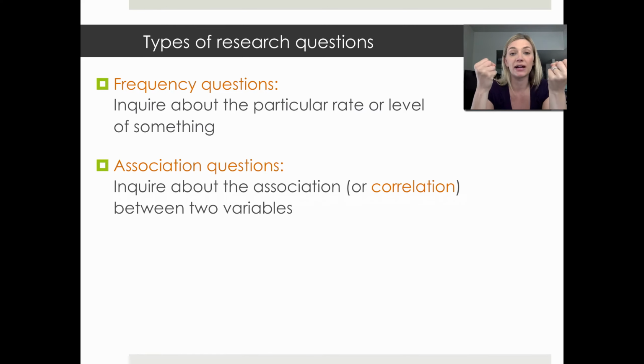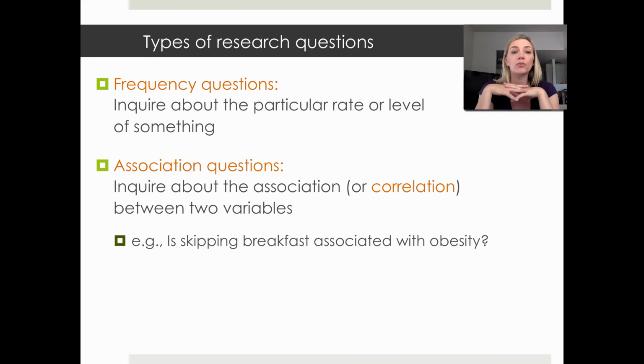Do they happen together? So an example would be, is skipping breakfast associated with obesity? So here we're asking if the variable of skipping breakfast is found more often among people who are obese. We're asking if these two variables are co-occurring. Another example would be, do people who eat breakfast have higher salaries? We're simply asking if the variable of eating breakfast is associated, if it's found together with people who have high salaries.